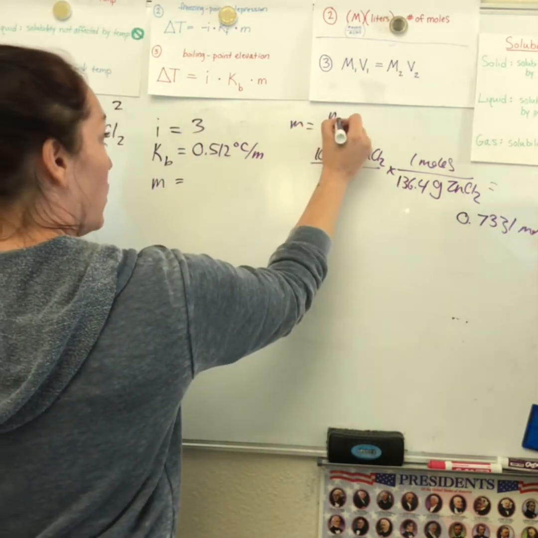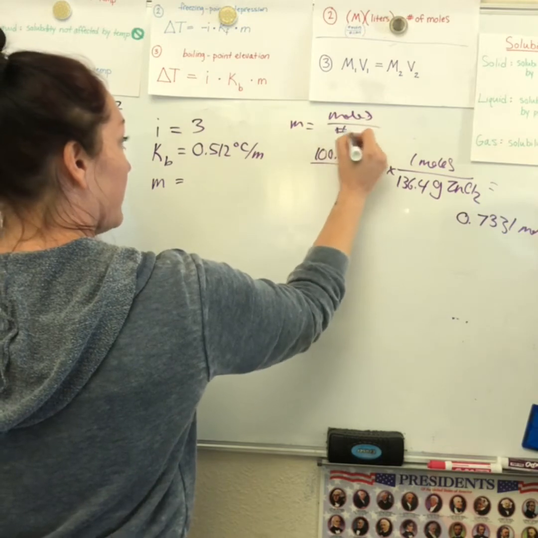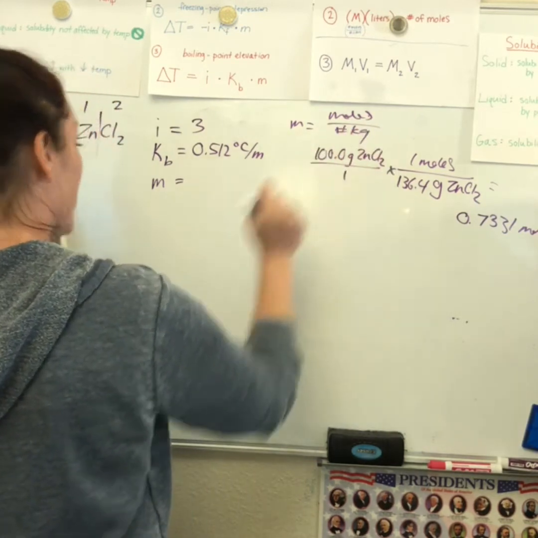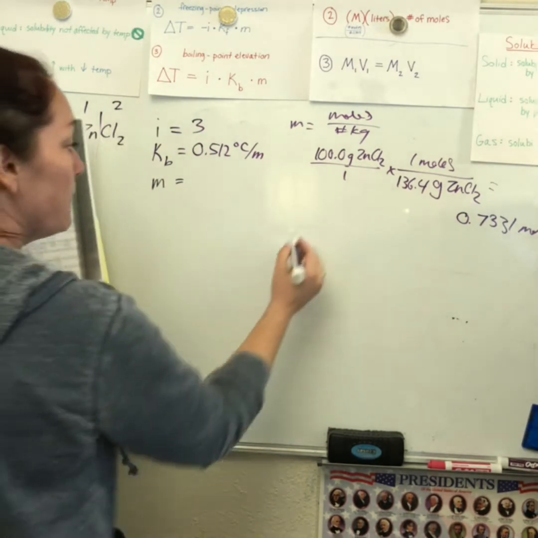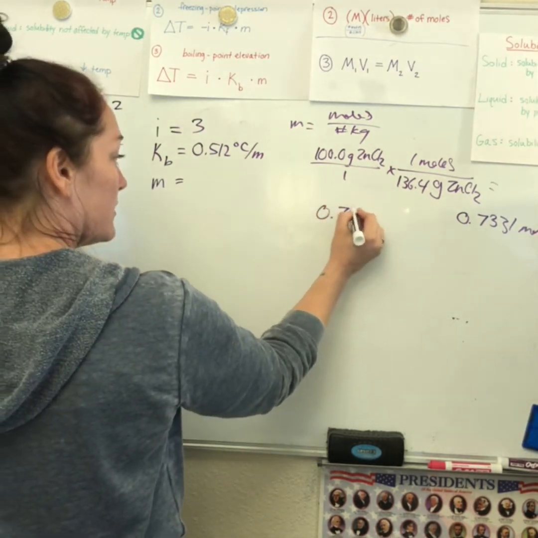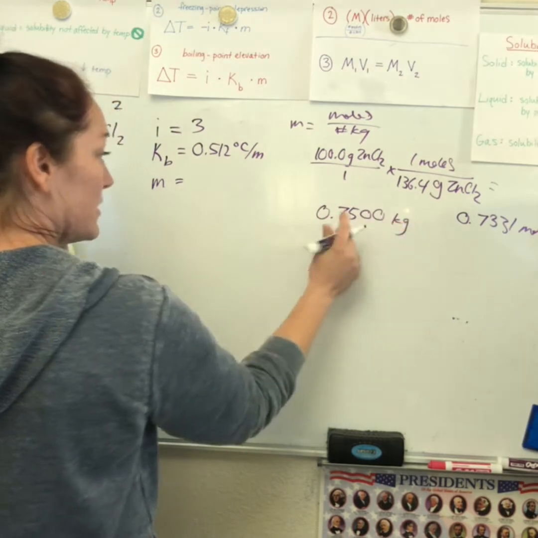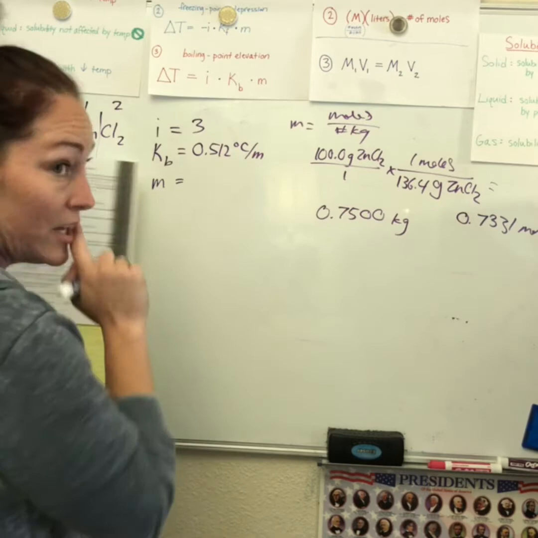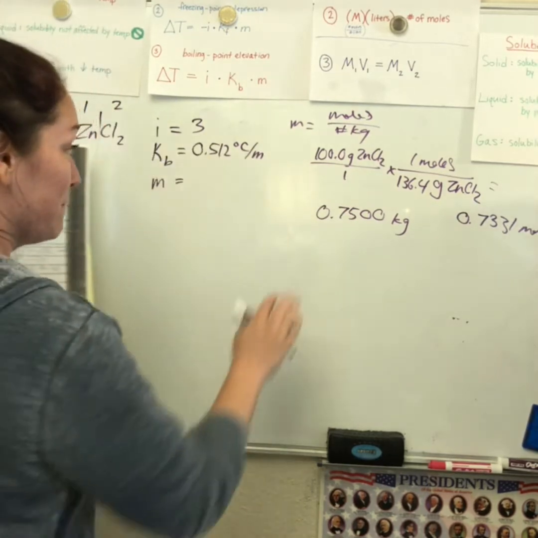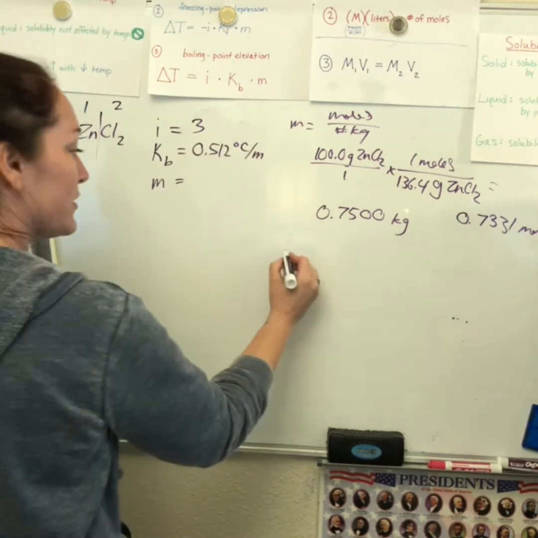Remember, moles over number of kilograms. So we just found moles. Now we need to find kilograms. They gave us 750.0. So I know that the kilograms is going to be 0.7500, because I can do that in my head now because we've done chemistry for a while and math. All right, so let's go ahead and plug those in.